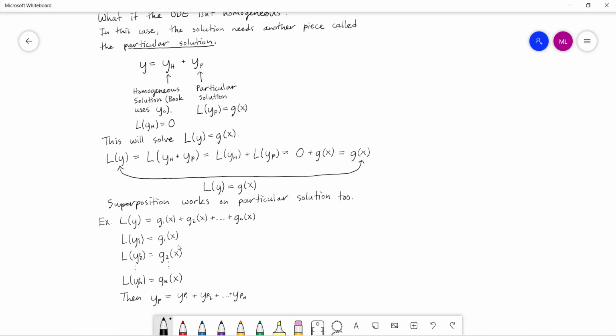It's possible to have one unique solution. It's possible to have no solutions. It's possible to have an infinite number of solutions. So initial value problems are easy. Boundary value problems a little bit trickier, just because there's more possibilities in terms of the outcomes. So that's big idea number one.